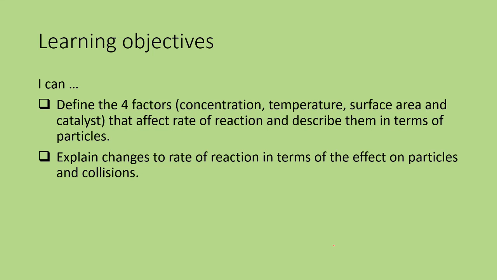So in this video, we have defined the 4 factors: concentration, temperature, surface area, and catalysts that affect the rate of reaction and described them in terms of particles. Now, these are 4 factors that we can change. We can use them in our investigation. We just change one of them, and then that would form our independent variable, and we keep the other ones the same. So then they become the controlled variables. We just want to change one at a time when we're designing our investigation. And then we've talked about how we explain these changes of rate in terms of the effect on particles and collisions.